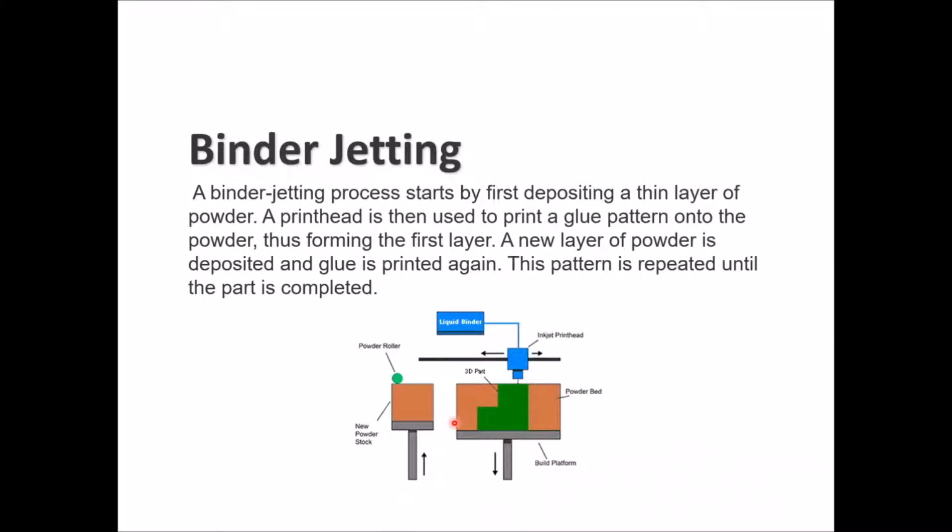So again, in the binder jetting process, you deposit a thin layer of powder, then your print head will deposit some glue patterns on the powder, and that will make the first layer. Then again, you put a new layer of powder, follow it with the glue, and the process repeats itself. The piston goes down by the thickness of the new layer generated, and the roller pushes new powder to the surface, and the process keeps going until your part is completed and ready to be cleaned and used.